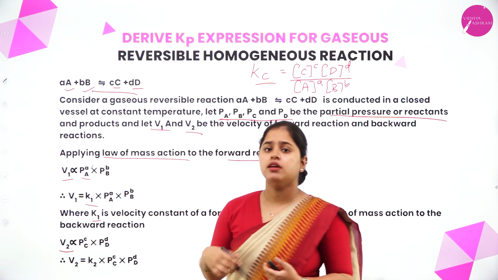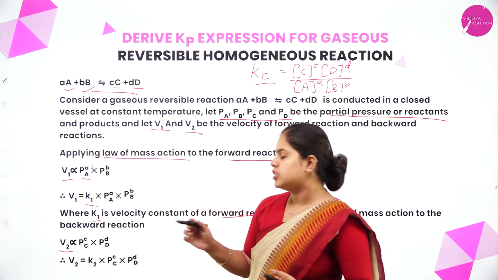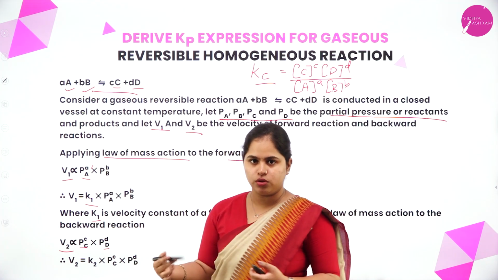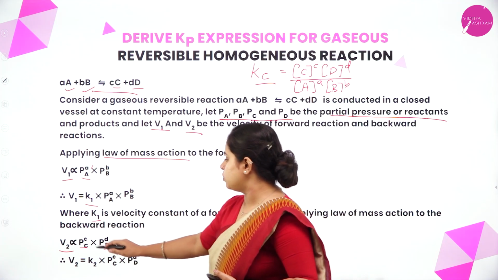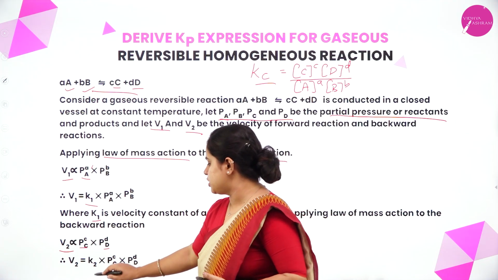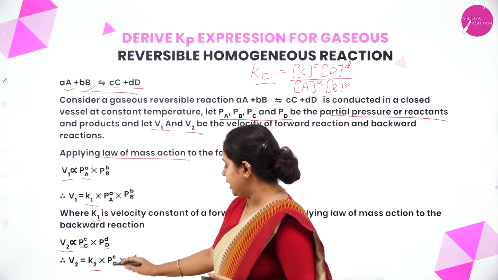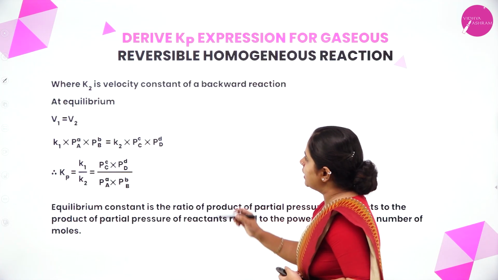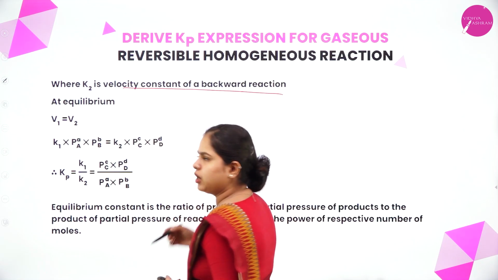So, V2. V2 is the velocity of the backward reaction, right? So V2 is directly proportional to Pc raised to C into Pd raised to D. Okay. Now again, to remove the proportionality, we introduce the constant which is K2. So V2 will be equal to K2 into Pc raised to C into Pd raised to D. Right. Where K2 is the velocity constant of the backward reaction.